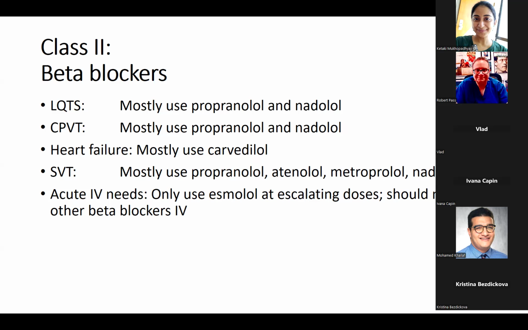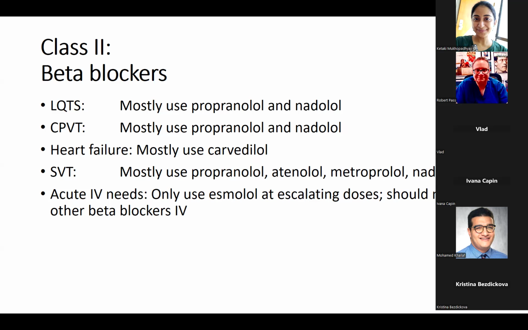It's very easy to quickly escalate the dose until you see effect and titrate it to effect. So if one thinks one needs acute IV beta blockade, esmolol would certainly be the first choice, and I would make the argument the only choice. I would strongly dissuade you from using any of the other agents IV. Propranolol in particular can be given IV. I would avoid that if at all possible because it can cause hypotension.